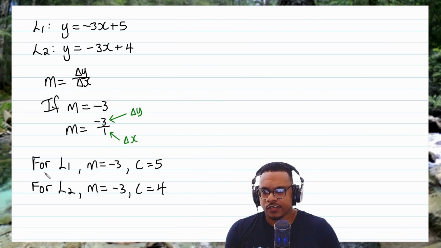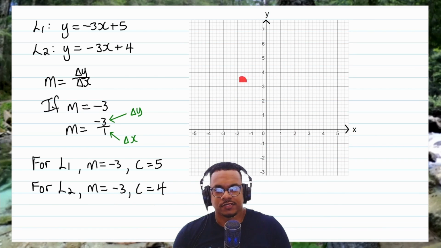So I just want to recall that for L1, the gradient is negative 3 and the y-intercept is 5. And for L2, the gradient is negative 3 and the y-intercept is 4. So here I have my Cartesian plane, and first I'll sketch L1, which has a gradient of negative 3 and y-intercept of positive 5. So first I'll plot the y-intercept, and the y-intercept for L1 is positive 5.